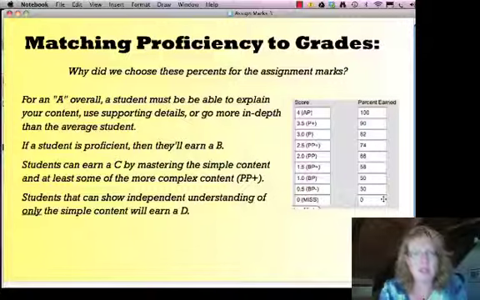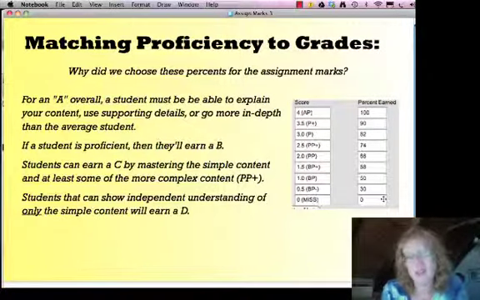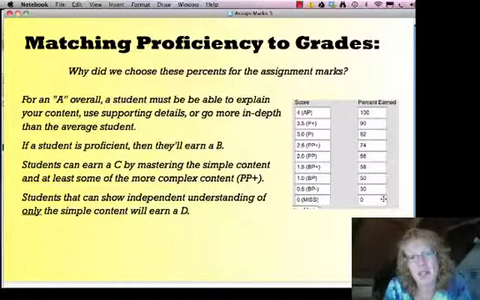A typical C student, what are you going to get a C? A C means that across the board, you're at that almost there phase. You're at that 2.5. You got the simple stuff, you're developing understanding of the harder stuff, you're maybe struggling a little bit on the finer points, but you're almost there. To me, that felt like a C.